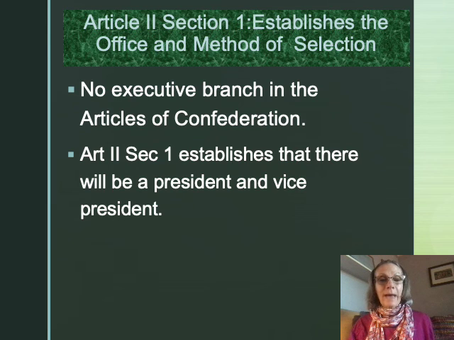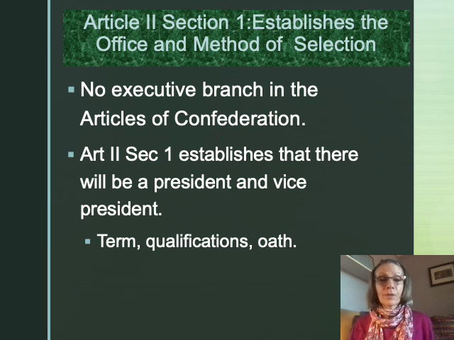So Section 1 establishes that there will be a president and a vice president. It also tells us what the terms of the office are going to be, the qualifications, and the oath. Let's talk about the qualifications. We don't need to talk about the oath, but the presidential oath of office is actually in Section 1 of Article 2, so you can take a look at that on your own time. The qualifications of the presidency are similar to the qualifications that we had for the House and the Senate. It's just that they're a little bit different. One major difference is that the President of the United States needs to be a natural-born citizen. That's not the case for the Senate and the House.